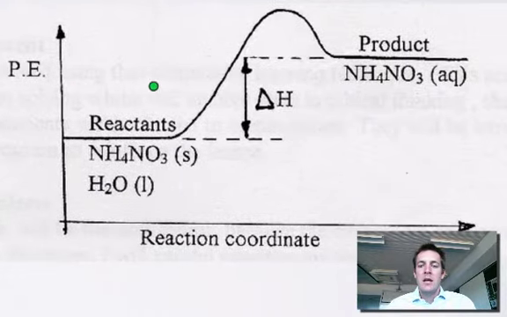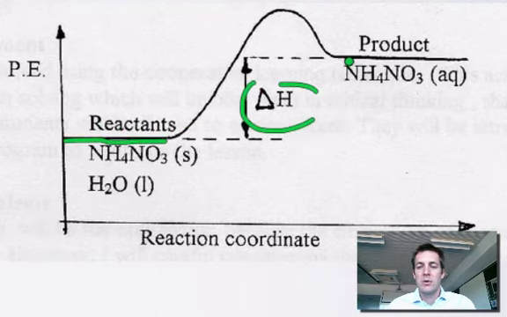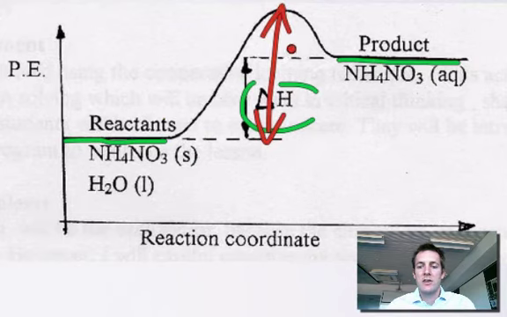Okay, here we've got what is quite an unusual thing. It's an endothermic change. We've got delta H marked here. It's positive because it's increased, going from reactants to products. And we could also mark the activation energy on here. Now it looks like the activation energy is quite large in this case, simply because of the scale that the diagram is drawn on.